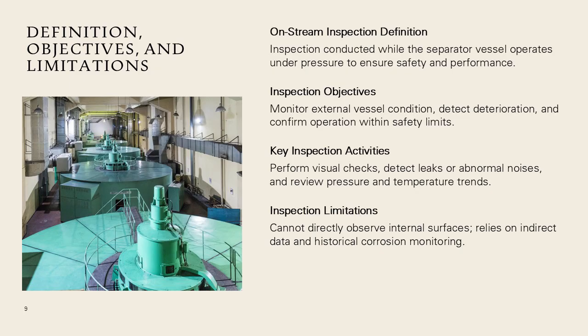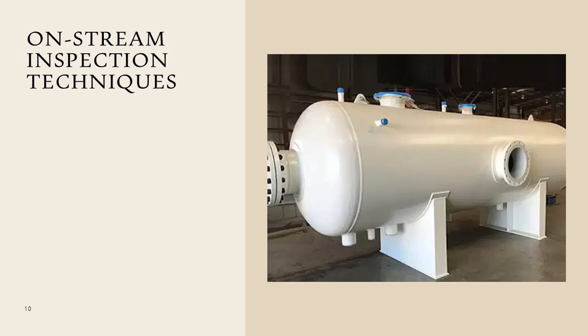The main limitation of on-stream inspection is the inability to directly observe internal surfaces and components. As a result, inspectors must rely on corrosion monitoring locations, historical data, and an understanding of damage mechanisms to infer internal condition. Recognizing these limitations is critical so that appropriate scope and frequency for off-stream inspections can be defined to supplement on-stream findings. External visual inspection and thickness monitoring.